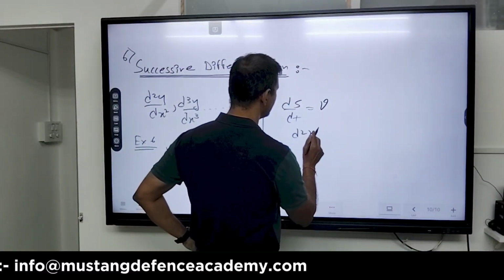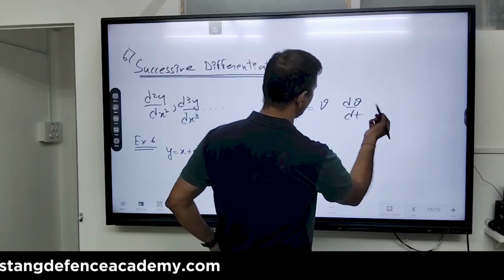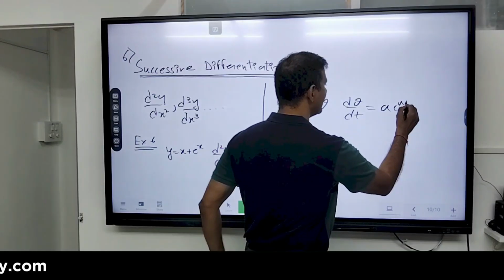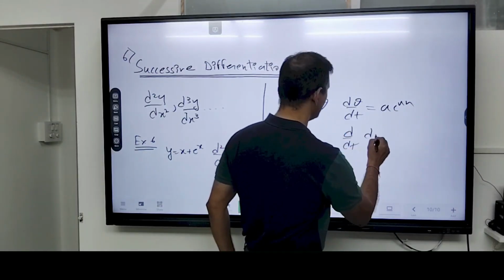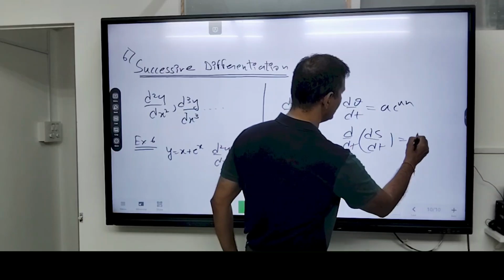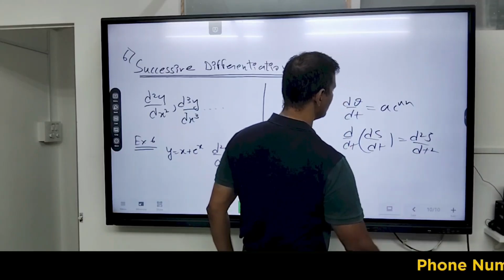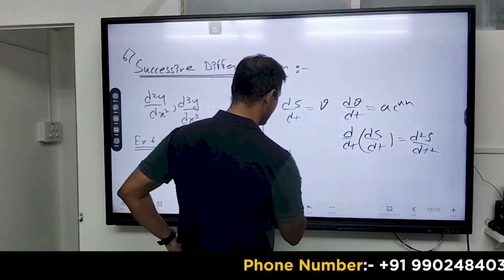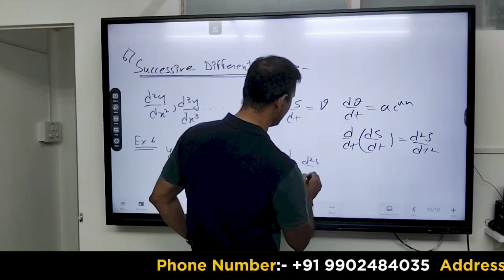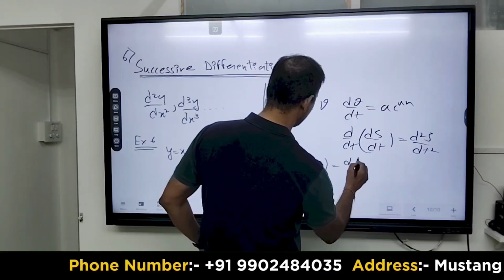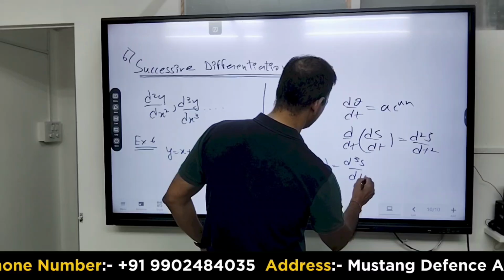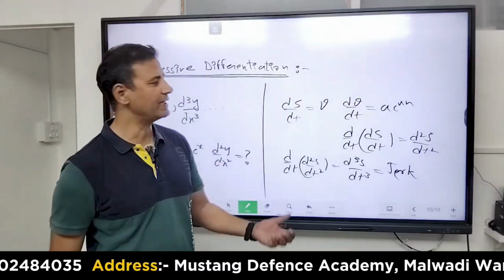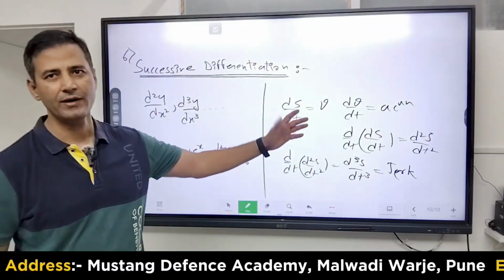If I want to take dv by dt, the rate of change of velocity with respect to time, which is nothing but acceleration, that is d upon dt of ds by dt. So this will be d2s by dt2. Again, if you want to take the differential of acceleration, d upon dt of d2s by dt2, this will be d3s by dt3, which is nothing but jerk. Okay, a lot of motion given in a very small time. So this is a successive differentiation.